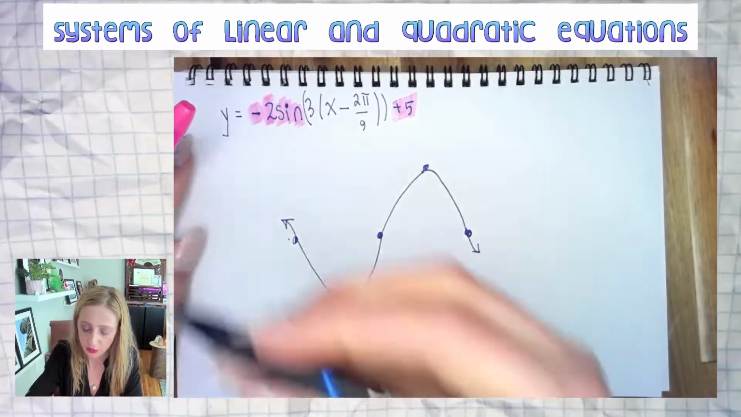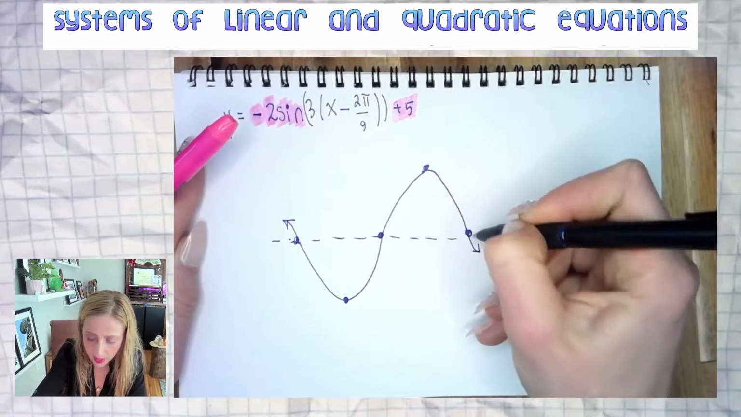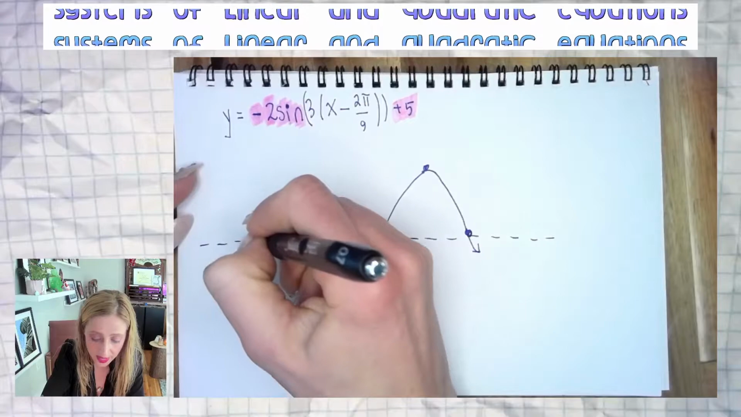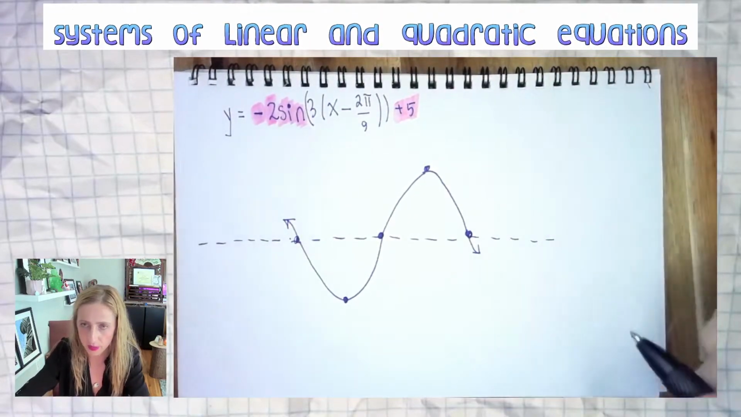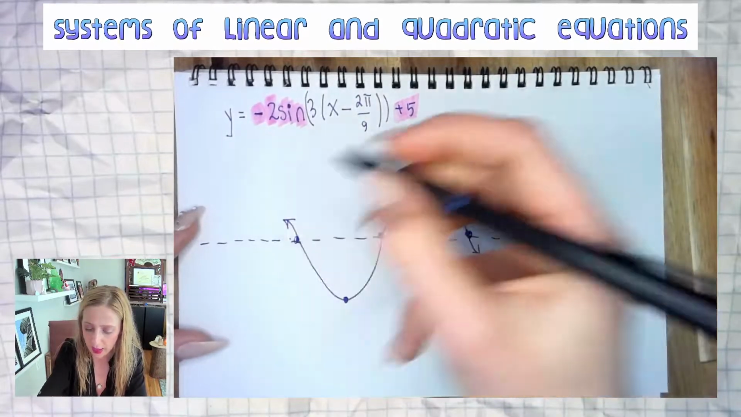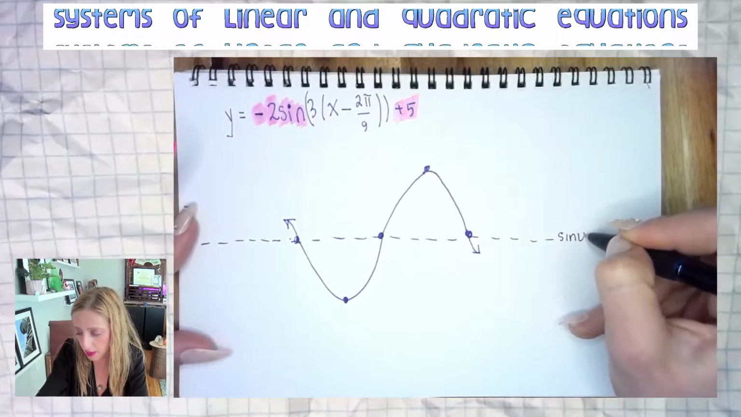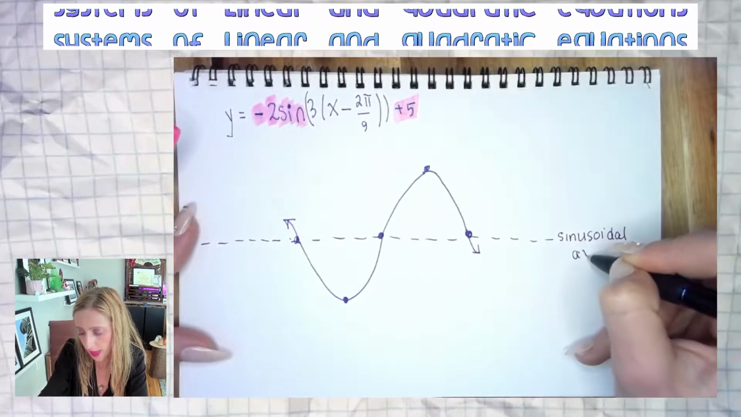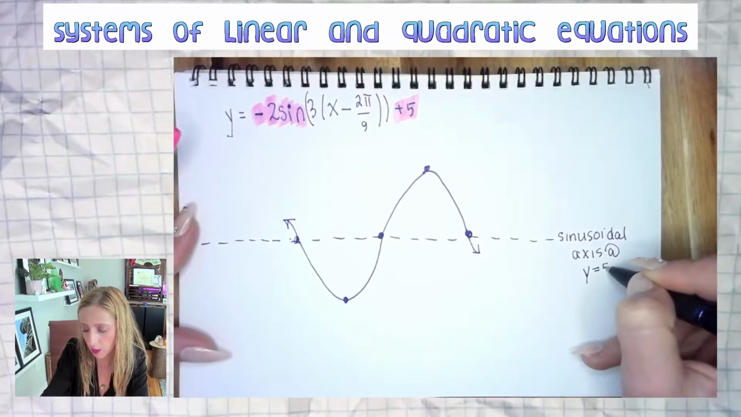The 5 is this line right here. It is the middle of my graph. Normally the middle of your graph is on the x-axis, but it's like I grabbed it here and moved it up 5 and put it down somewhere new. So that's at 5. So this is the sinusoidal axis. Sinusoidal axis is at y equals 5.